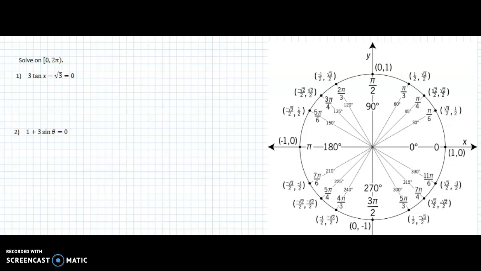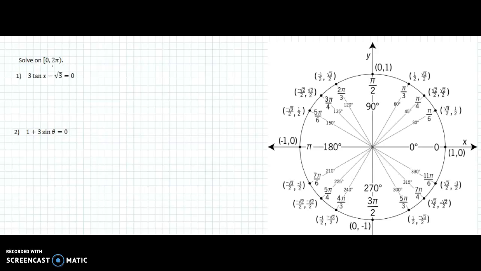Probably the first thing before you start is just pay attention to the directions. In this case, it says that we're solving on 0 to 2 pi. And so you're going to be in radian mode.